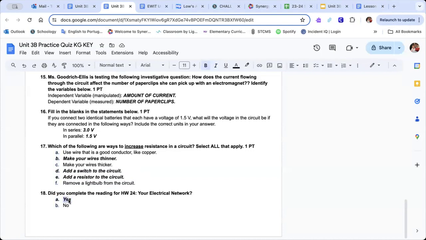And the correct answer, you should definitely complete the reading for homework 24, your electrical network. If you have any questions, ask your teacher, work on your note sheet.